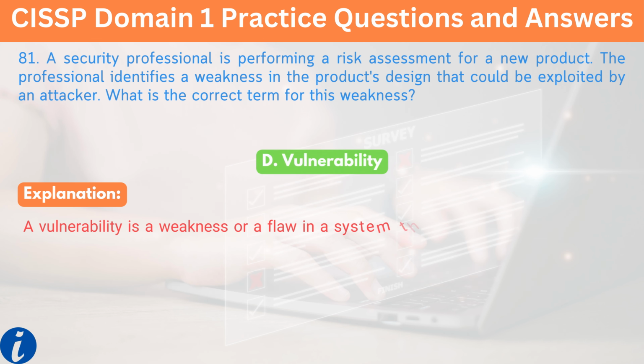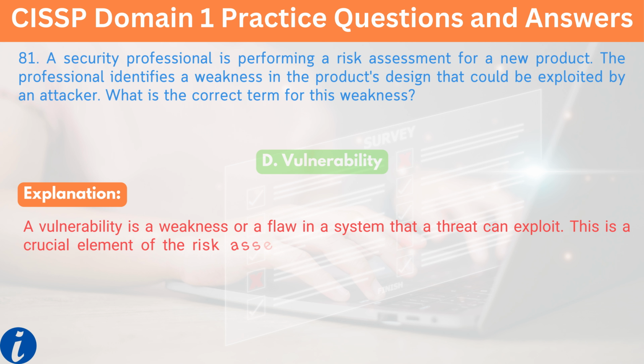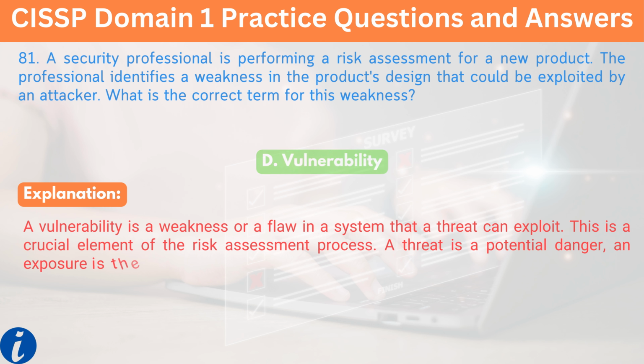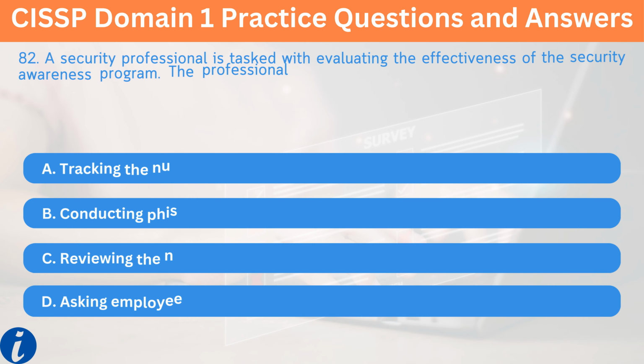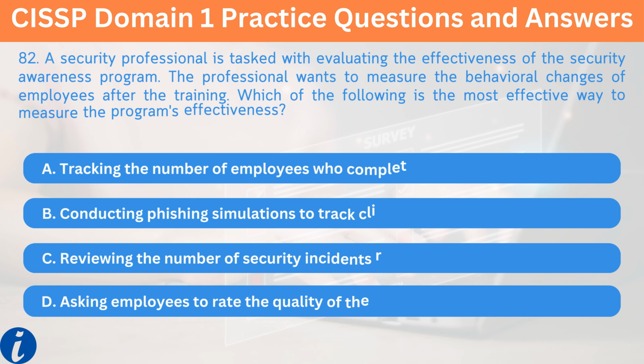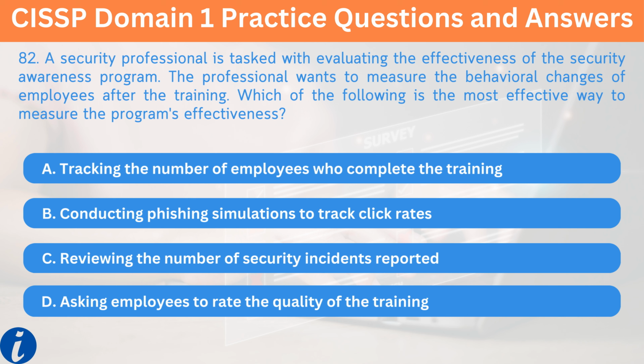Vulnerability. Explanation. A vulnerability is a weakness or a flaw in a system that a threat can exploit. This is a crucial element of the risk assessment process. A threat is a potential danger, an exposure is the potential for loss, and risk is the combination of all three elements.